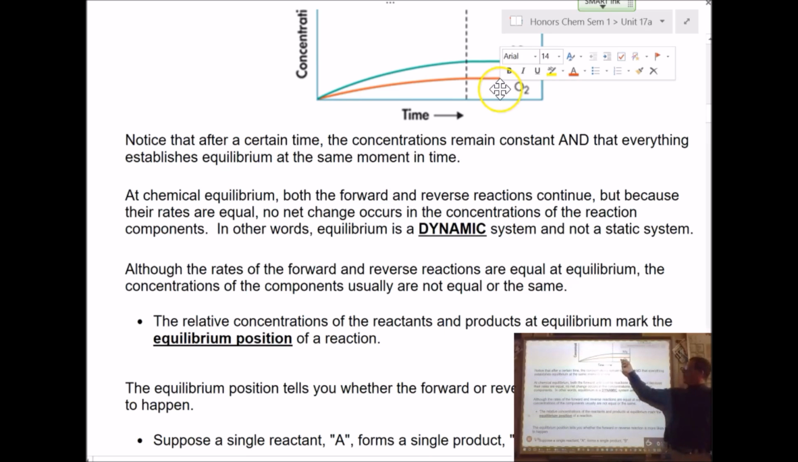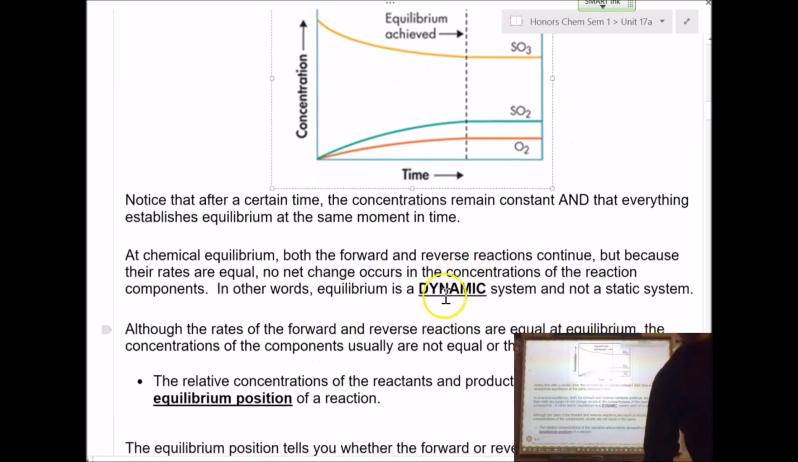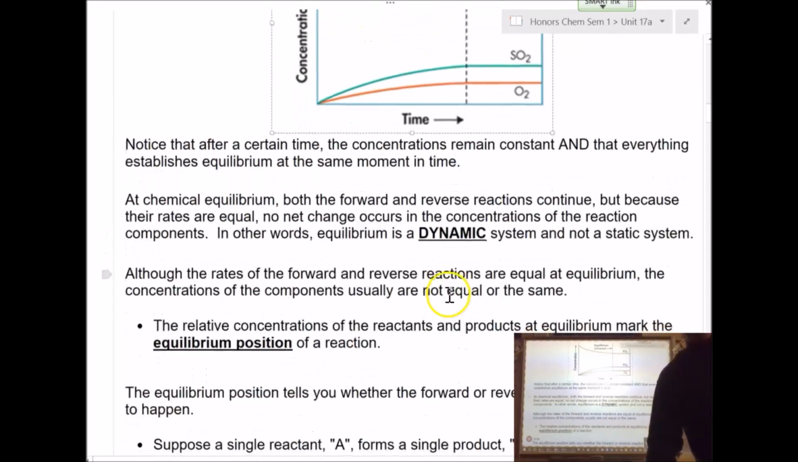All right, so this reaction is moving, even though when you look at the graphical representation there, when you look at the graph, it appears that it has actually stopped.